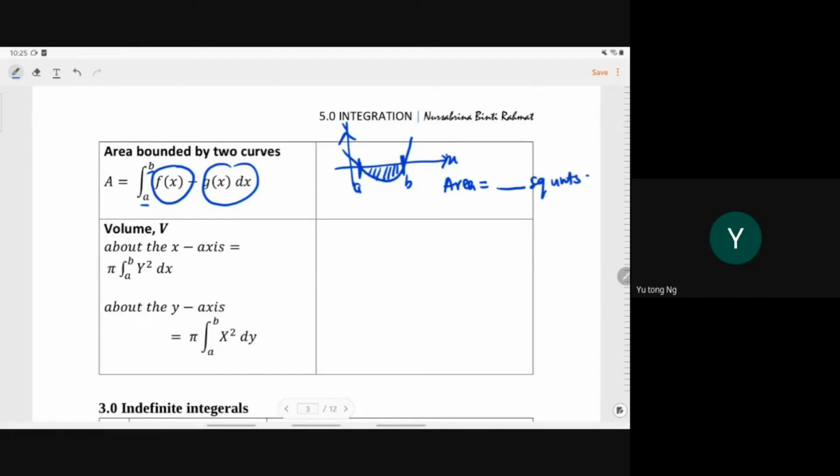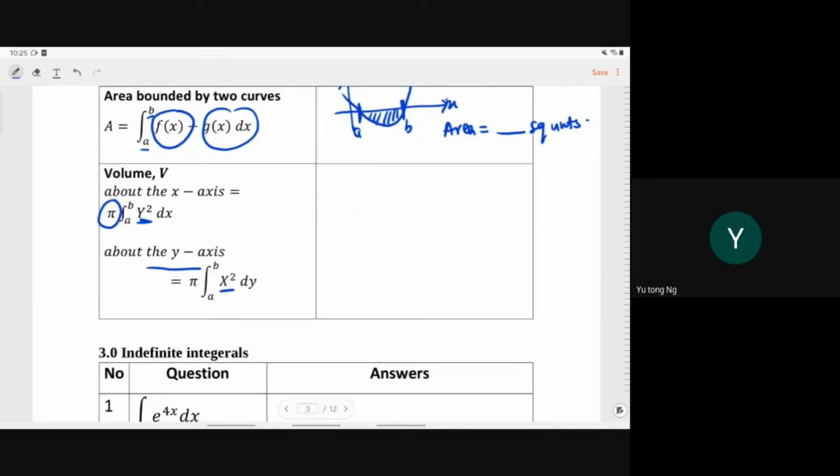All right, so next is volume. When finding volume, we need to multiply with pi, and then the y equation is y squared, or x squared for the cases when you are meeting with the y-axis. So that's all the formulas that you need to remember to use in your integration.